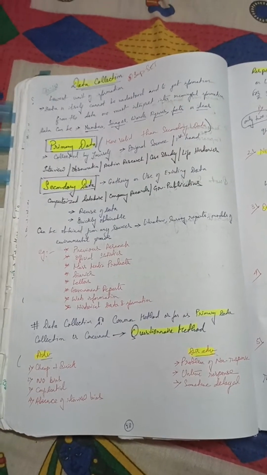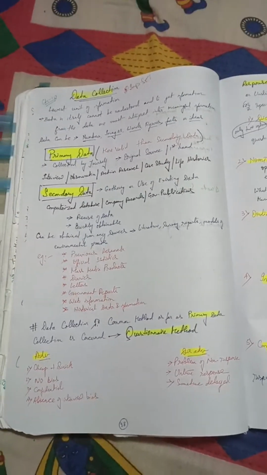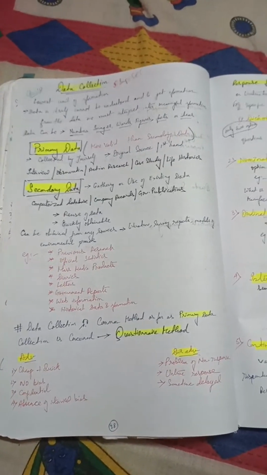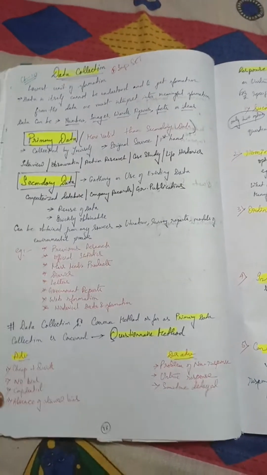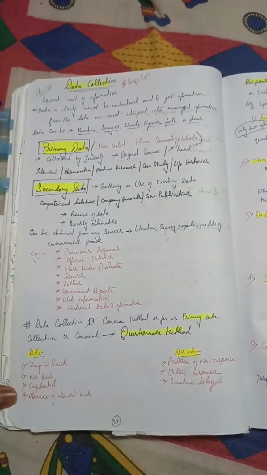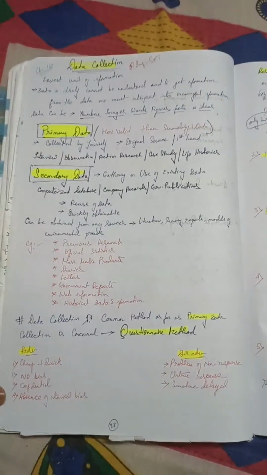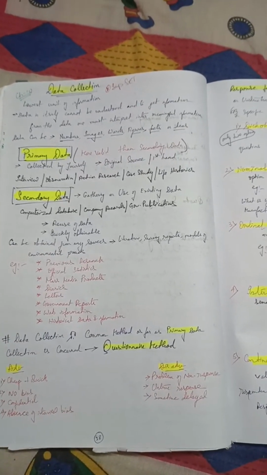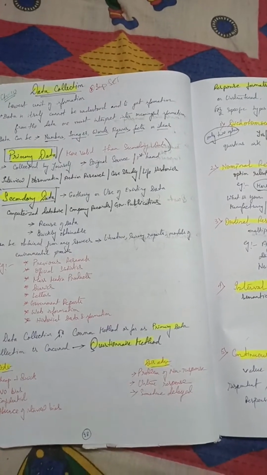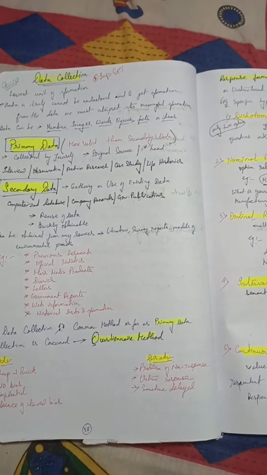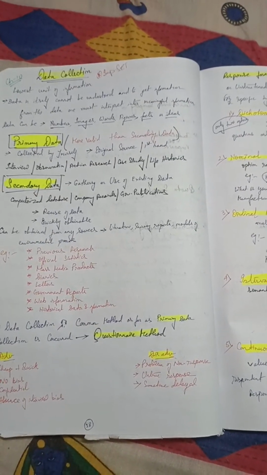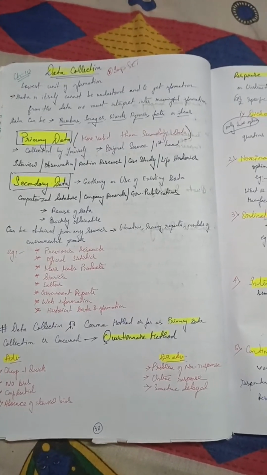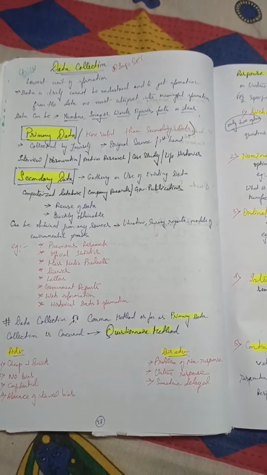So these are the examples which I have stated. Data collection is the lowest unit of information. It can be divided into two parts, primary data and secondary data. Primary data means the researcher is collecting by themselves. The researcher is self-collecting from the original source, first hand. Secondary is gathering or use of existing data: computerized databases, company records, government publications. Reuse of data.